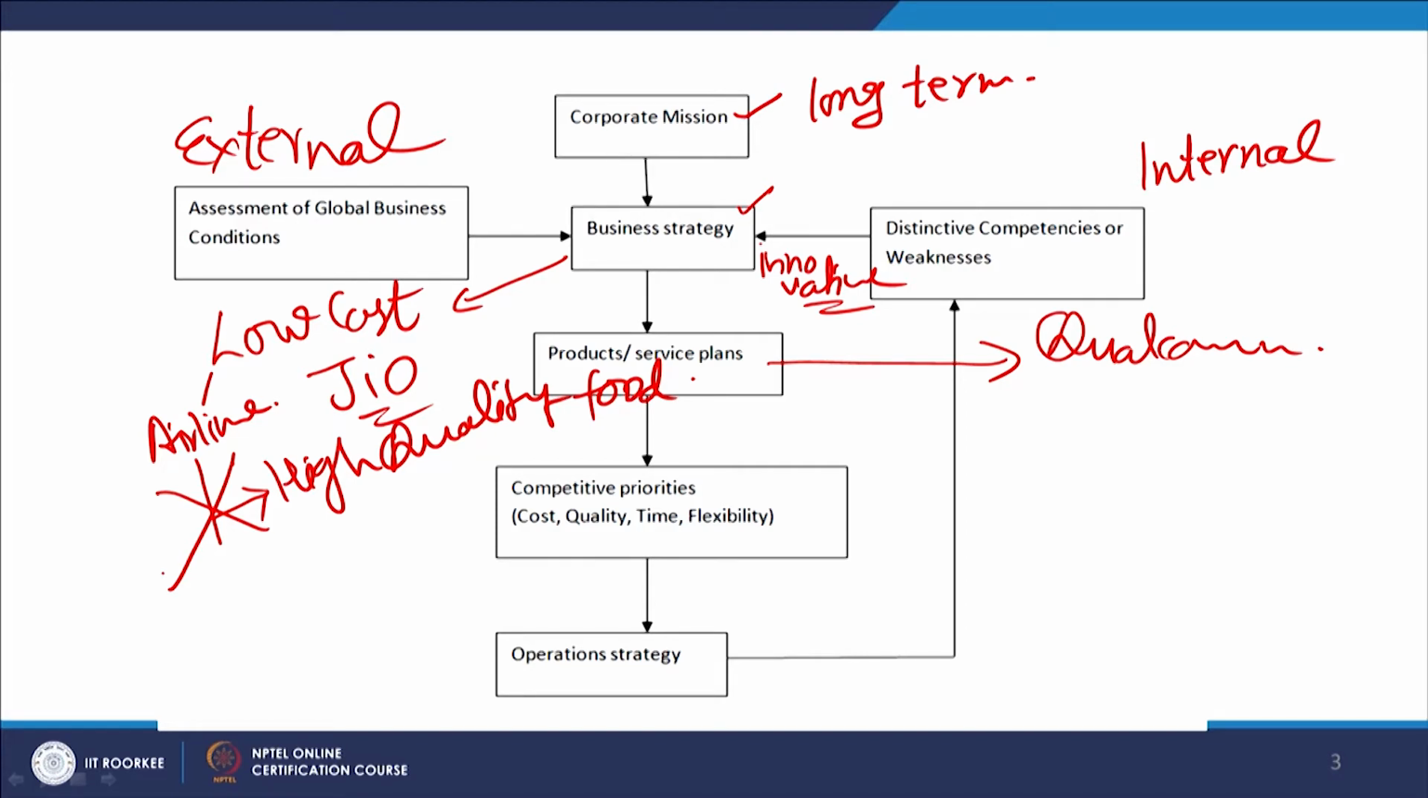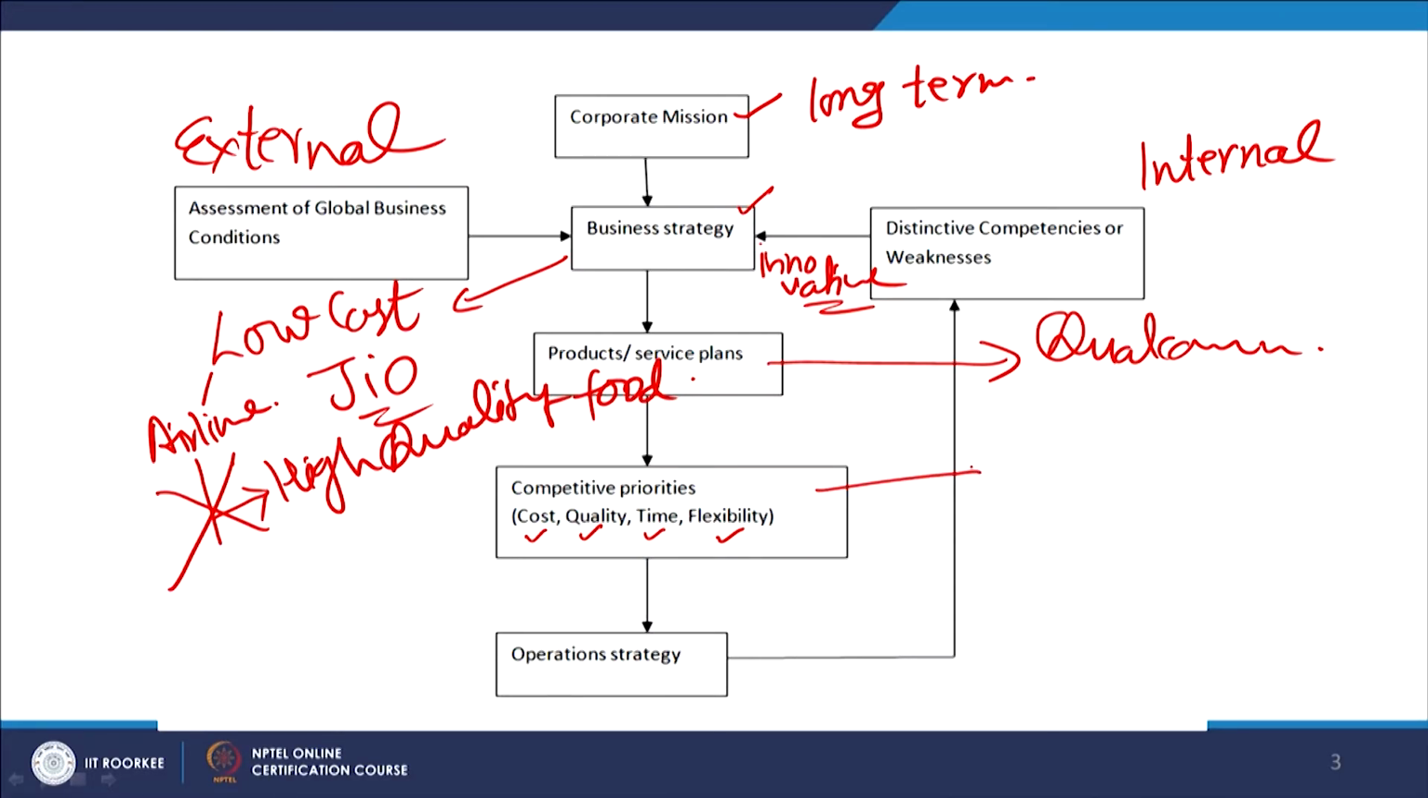When we are developing this product and service offer, the important things from the point of view of the operations strategy are cost, quality, time, and flexibility. These are important components of the competitive priorities, which can provide competitiveness to the organization. So, whether you want to be a low cost company, whether you want to be a very high quality provider of products, or whether you want to have a time advantage and deliver very fast, that can also be a competitive priority. How much flexibility you are offering? These are different types of competitive priorities.